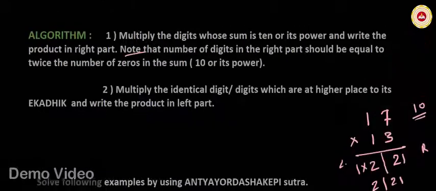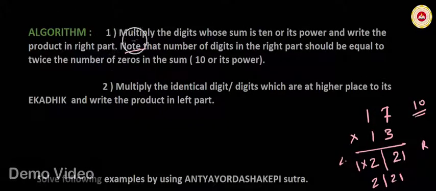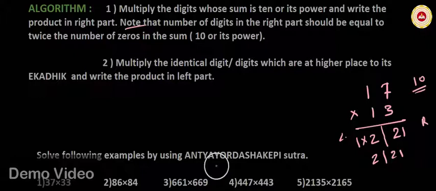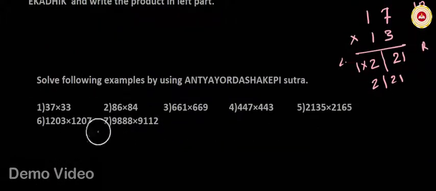Simple. Let us repeat the algorithm. Step number 1 is to multiply the digits whose sum is 10 or its power and write the product in the right part. Note that the number of digits in the right part should be equal to twice the number of zeros in the sum, that means 10 or its power. Step number 2 is to multiply the identical digit or digits which are at the higher place by its ekadhik and write the product in the left part. So friends, let us solve these 7 examples.